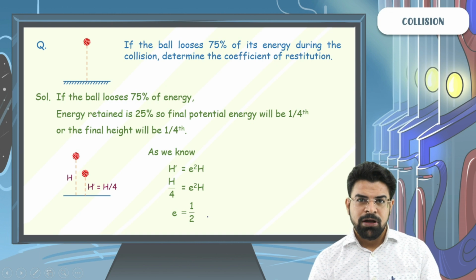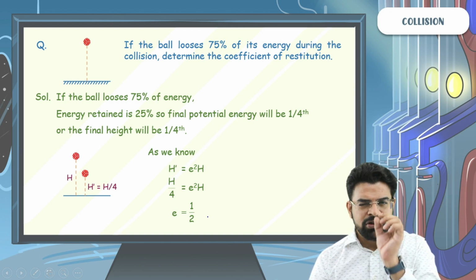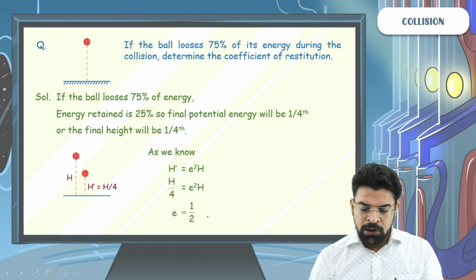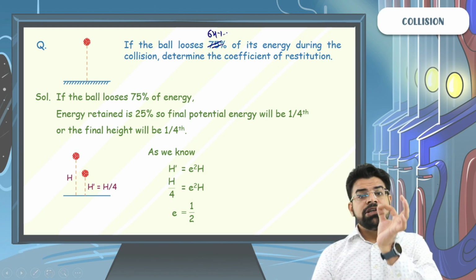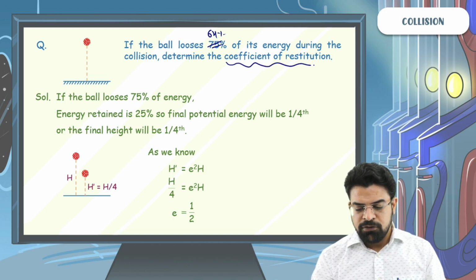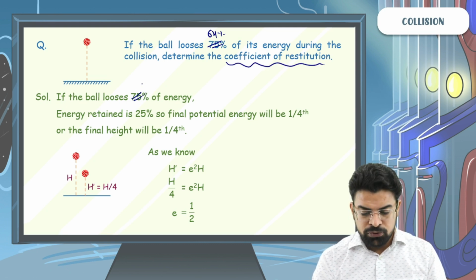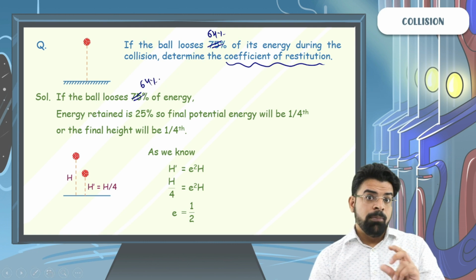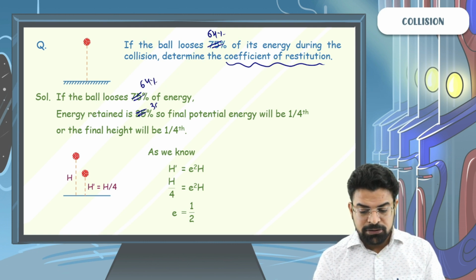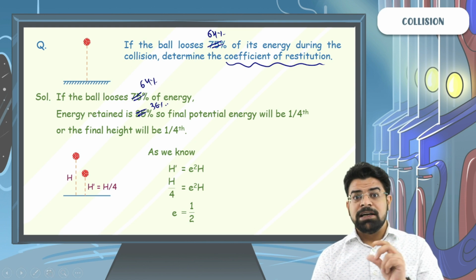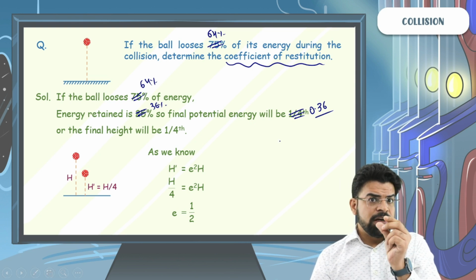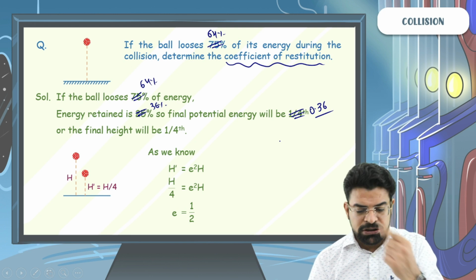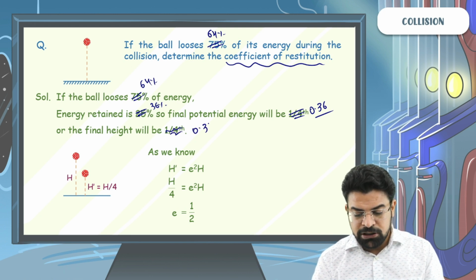So simple. Let's do one more question. Everything same, just one small change in data. If I say that the ball loses 64% of the energy during the collision, determine the coefficient of restitution. You will say, okay, if the ball loses 64%, then the ball retains 36%. If the ball retains 36%, then the final potential energy will be 0.36 times original. If the final potential energy will be 0.36 times original, the final height attained will be 0.36 times original.